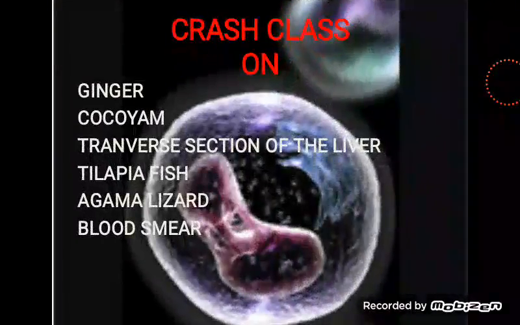On today's edition of the podcast, I will have a crash class on the following. It is specifically for my IJMB students starting their exams next week. However, I will only talk about three things on this flow chart, which are ginger, Agama lizard, and blood smear. The second video will have the remaining parts of this flow chart.